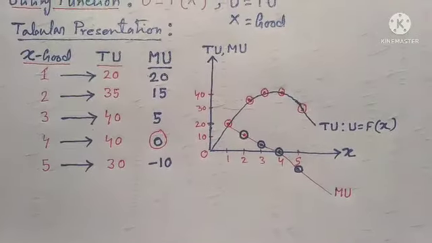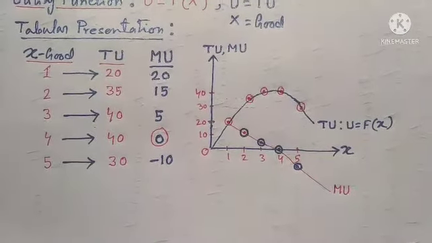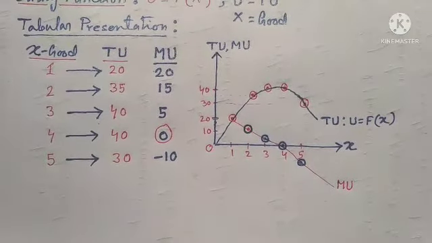In this way we can have the curve for marginal utility. From the tabular presentation, we take all the coordinates and plot them in the diagram, and now we have the marginal utility curve.